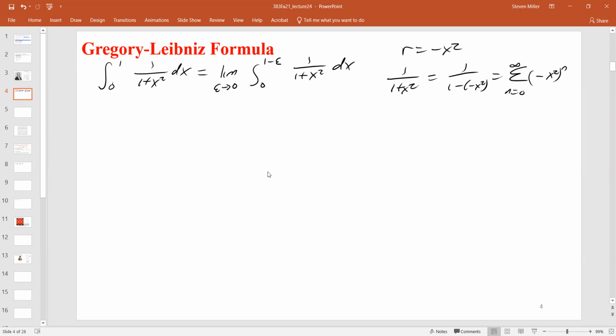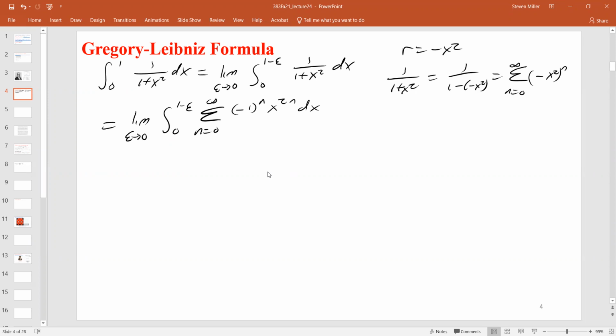And so this is going to just be the limit as epsilon goes to 0 of the integral from 0 to 1 minus epsilon of the sum as n goes from 0 to infinity of negative 1 to the n, x to the 2n, dx. Now what should I do? Yeah, flip them. Am I allowed to flip them? Why? Because it converges absolutely.